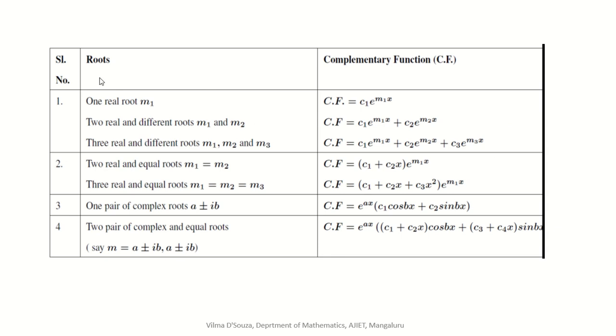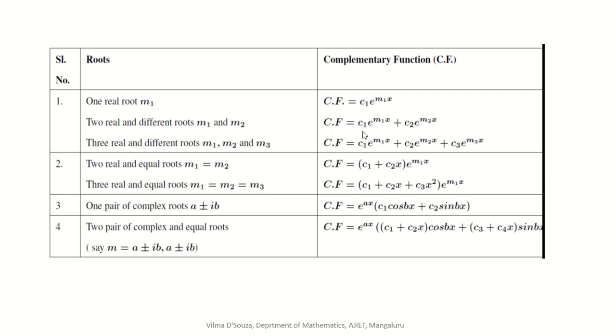So you just need to refer to this table. One real root is m1. If you have only one root m1, then the complementary function is c1 e^(m1 x). If you have two real and different roots, say m1 and m2, then corresponding to m1 you have c1 e^(m1 x), and corresponding to m2 you have c2 e^(m2 x).